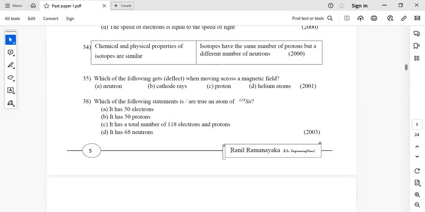Question 38. Tin 118. But I think let me take the periodic table.